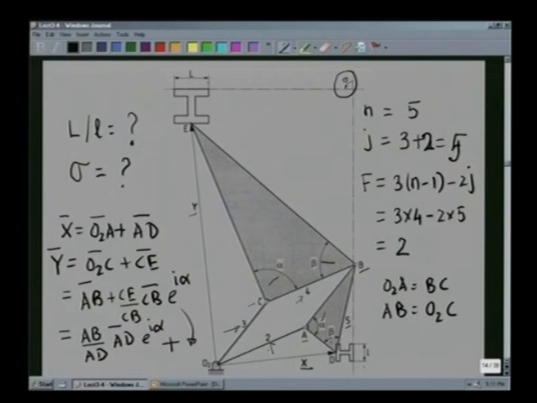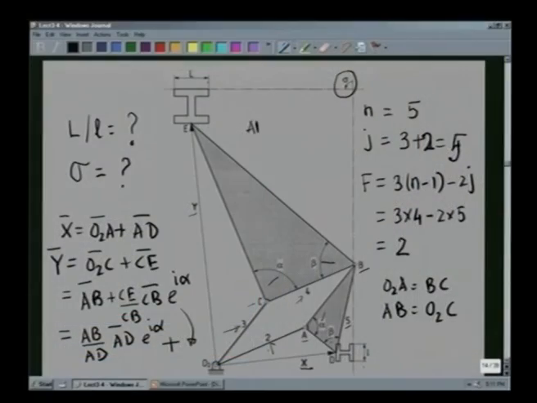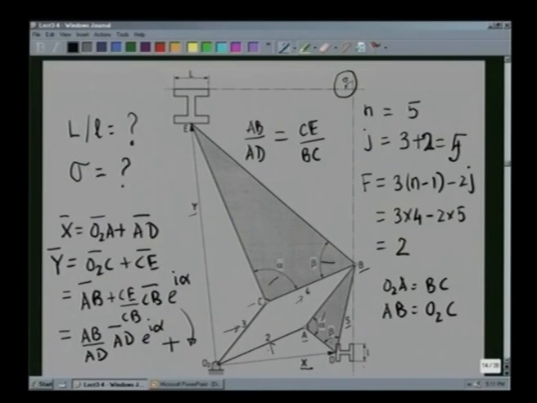Now, because these two triangles ABD and BCE are similar triangles, it is easy to see that ratio AB by AD is same as CE by BC. So, CE by CB is same as AB by AD due to the similarity of the triangles ABD and BCE. So, I can take this ratio AB by AD and this factor e to the power I alpha common.